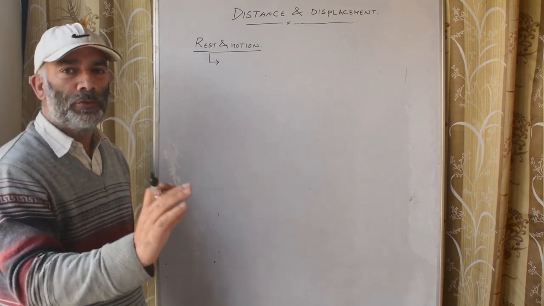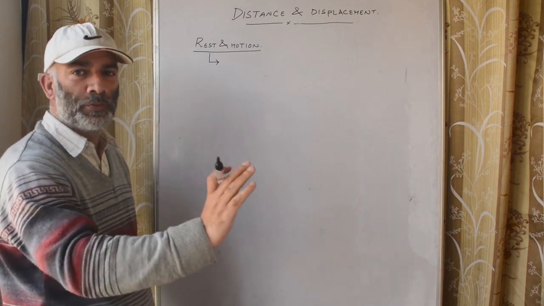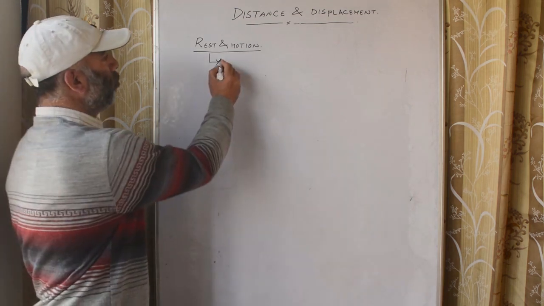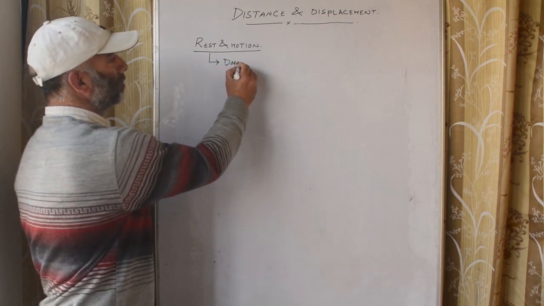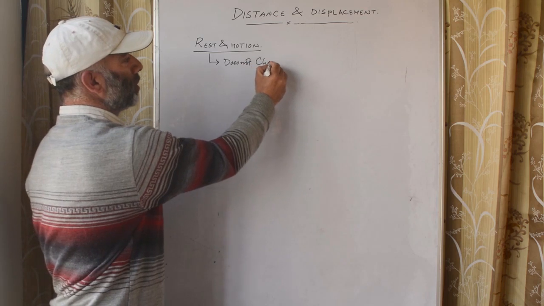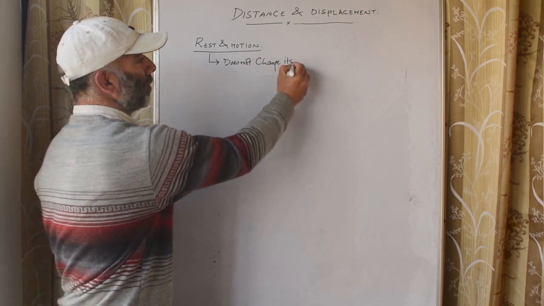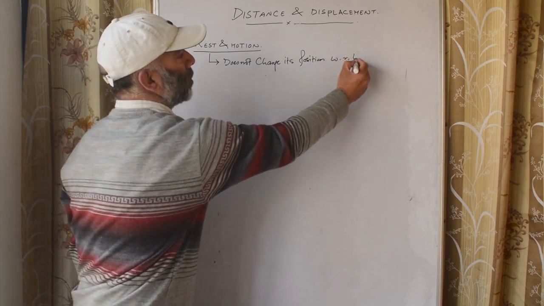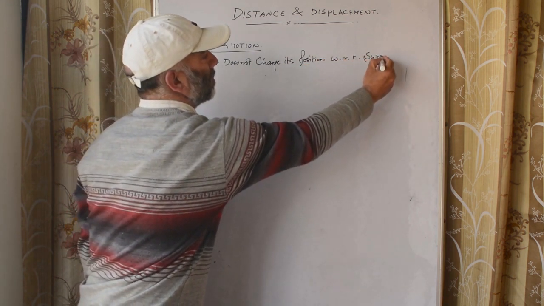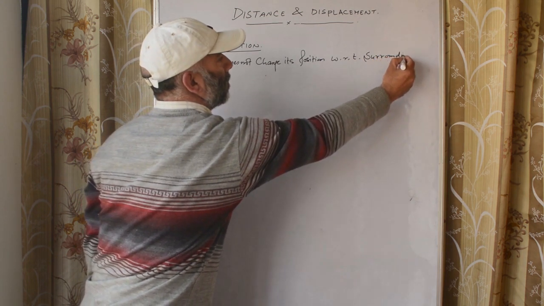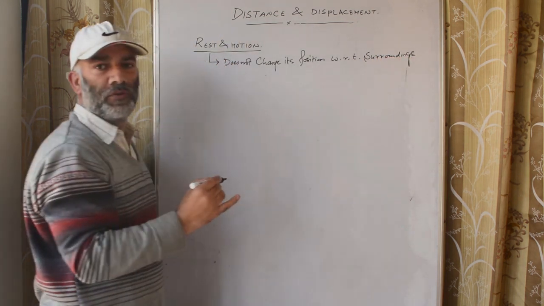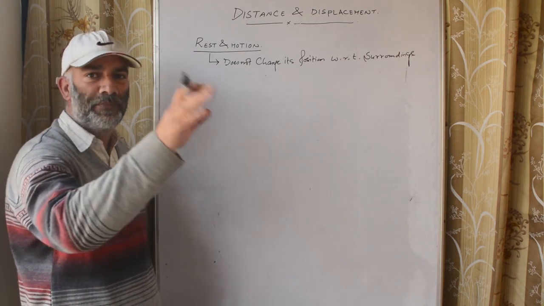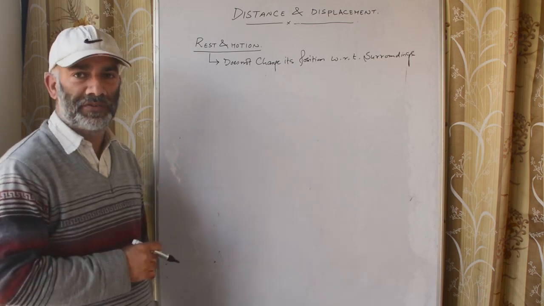An object is said to be at rest if it does not change its position with respect to surroundings with time. If an object does not change its position with respect to surroundings with time, we call the object is at rest. There are various examples that you can quote in favor of the objects at rest.